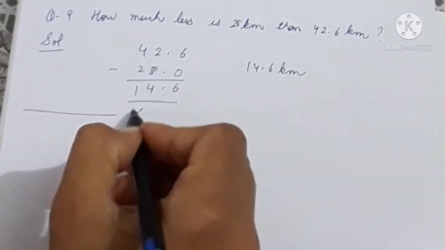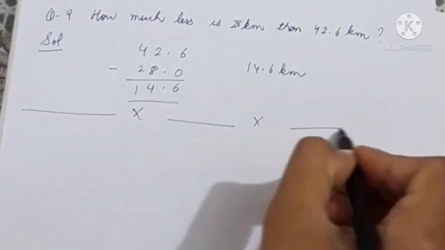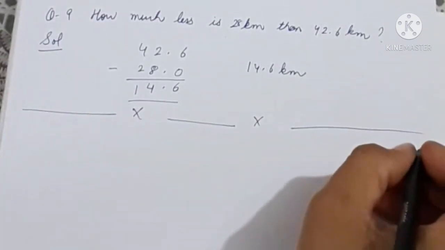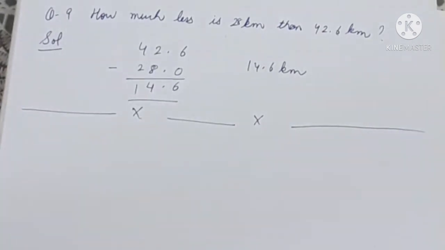With this, exercise 2.5 is over. A few parts I have done, the remaining parts are homework. You will complete this exercise in your Maths 2 notebook.